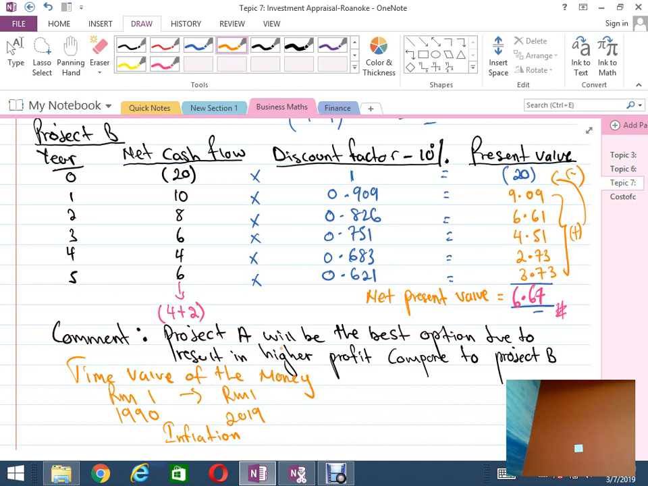Of course NPV won't be that easy when you calculate a real investment. It will be very long. This is a very basic one.